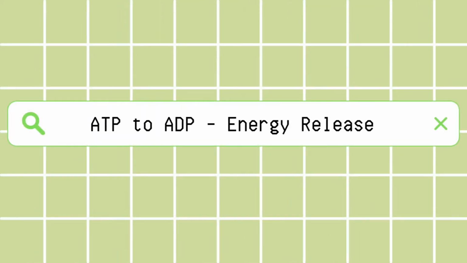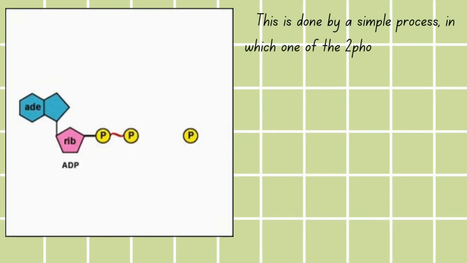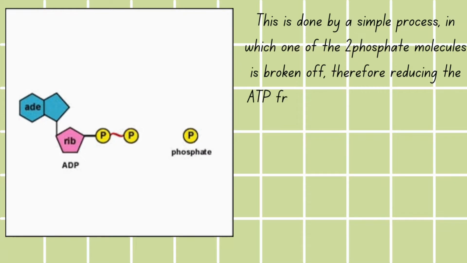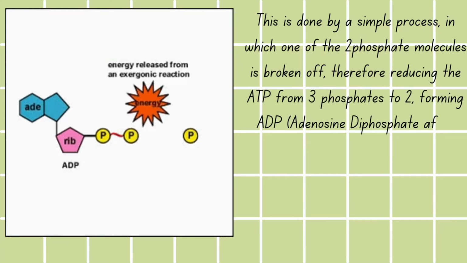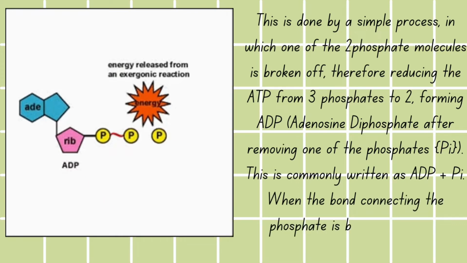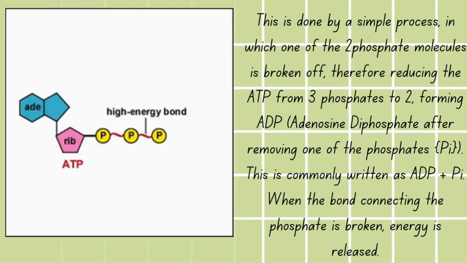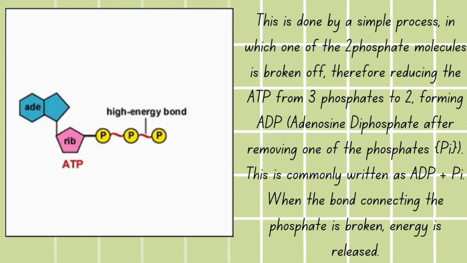ATP to ADP energy release. This is done by a simple process in which one of the phosphate molecules is broken off, therefore reducing the ATP from three phosphates to two, forming ADP or adenosine diphosphate after removing one of the phosphates. This is commonly written as ADP plus Pi.